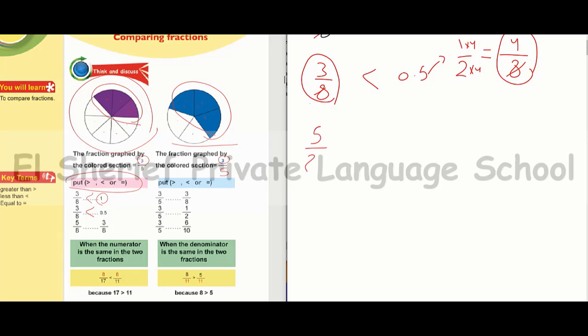The next we have 5 over 8 and 3 over 8. Here we have the same denominator, so cancel it. 5 is more than 3, so put more than.